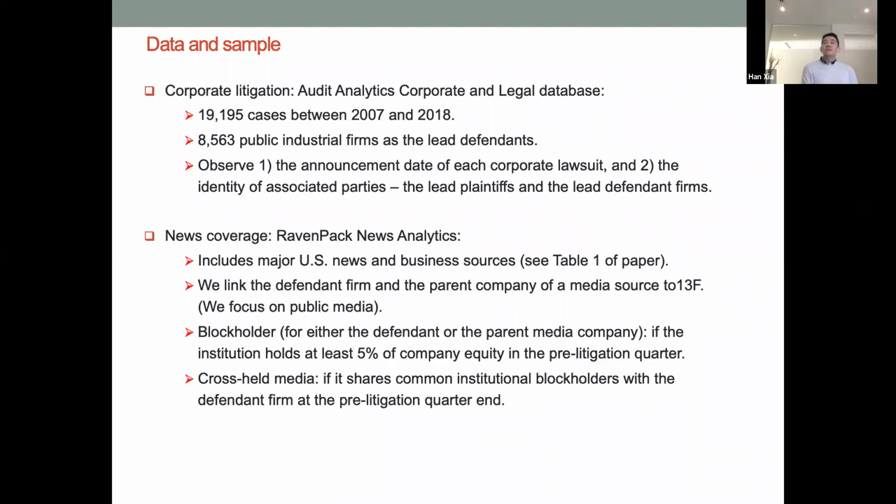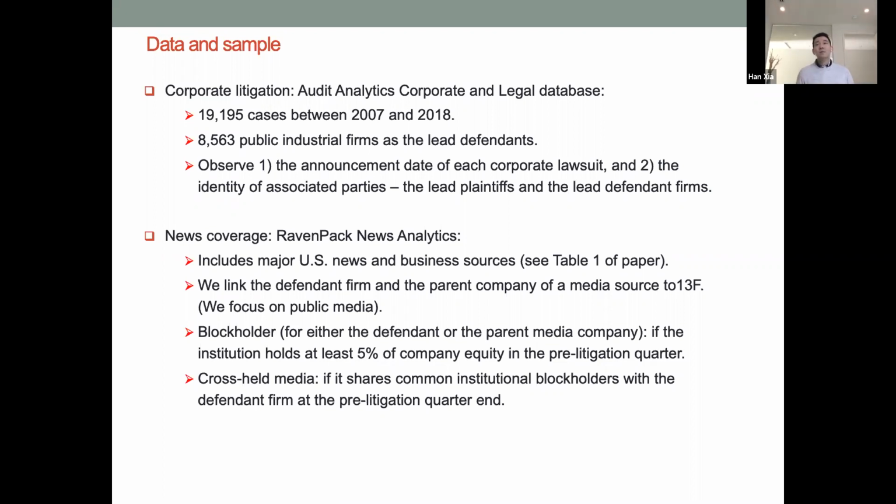All right. So now, where do we get the news coverage? We get the news coverage from RavenPack. It is the database that includes all the news articles issued by major media sources. And for the sake of time, I do not have the table here, but we do have a table in the paper, Table 1, that lists all the media sources that we include in our sample.